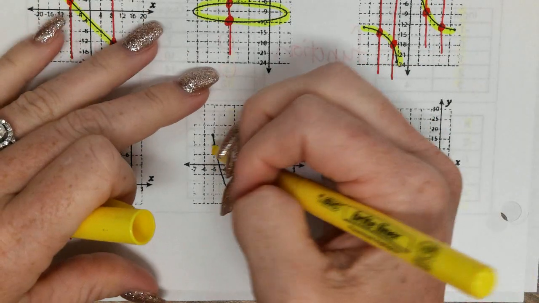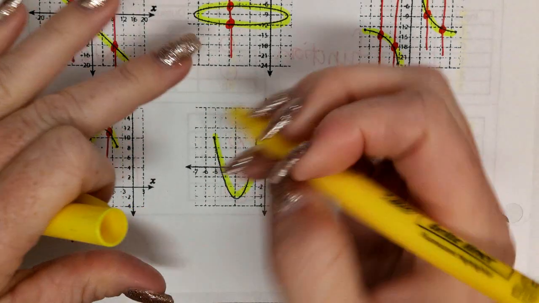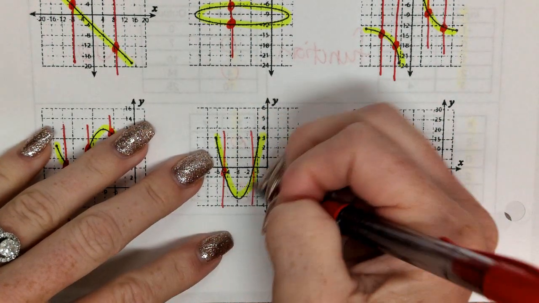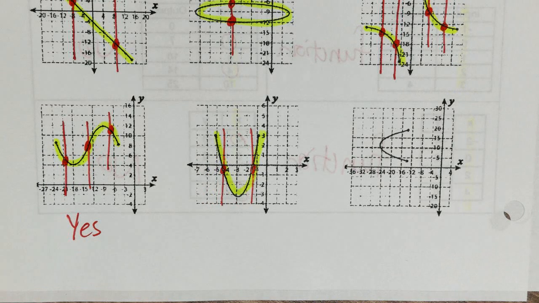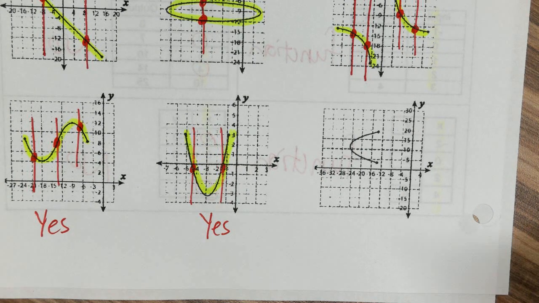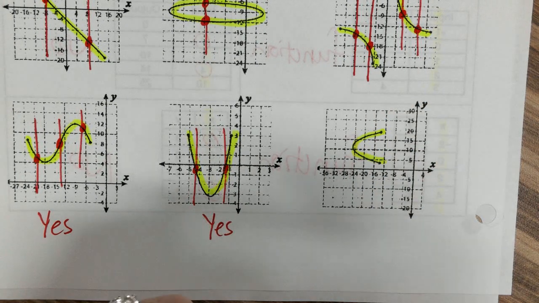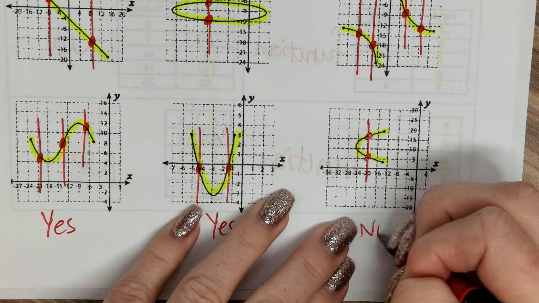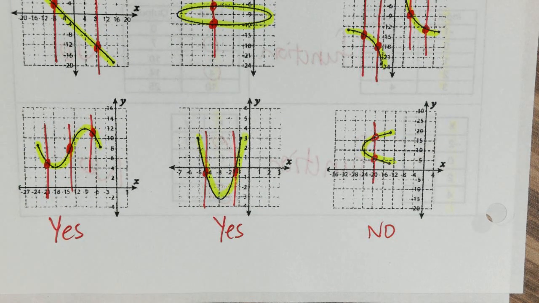Okay, let's do the next one. How many times is it going to touch? Once. Once here, once here. I could keep going. It's only going to touch once. So yes, this is a function. Okay, over here, how many times is it going to touch? Twice. Right here and right here. So no, that's not a function.